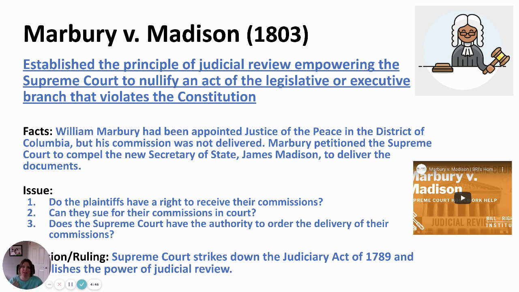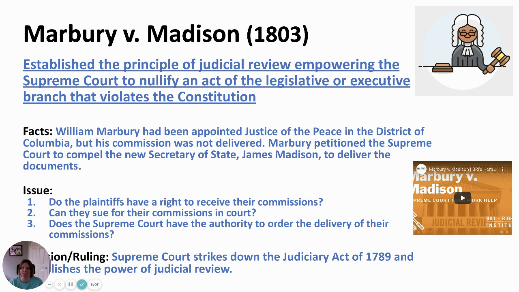So he'd been appointed to be a justice of the peace in the District of Columbia, but his commission was not delivered. So there was a piece of paper that Marbury didn't get that said that he was going to be a judge. So commission is basically just the piece of paper that says, yes, you have the commission or you're being asked to be a judge. So because Marbury didn't get that piece of paper, he was not able to take his new job.